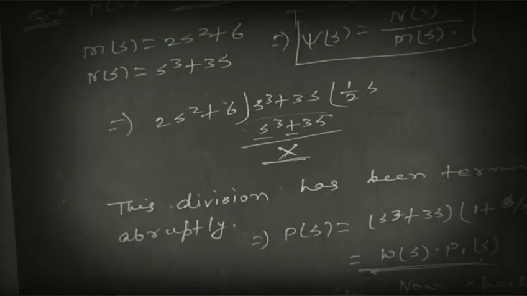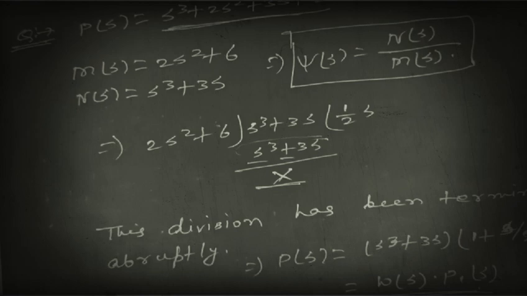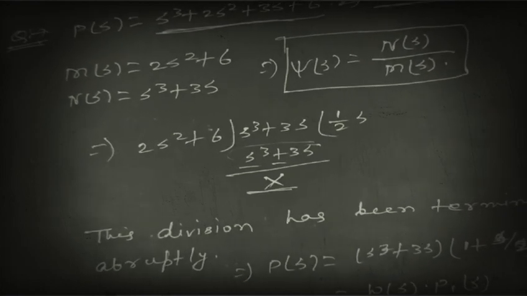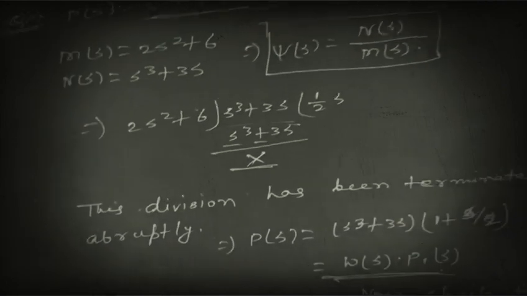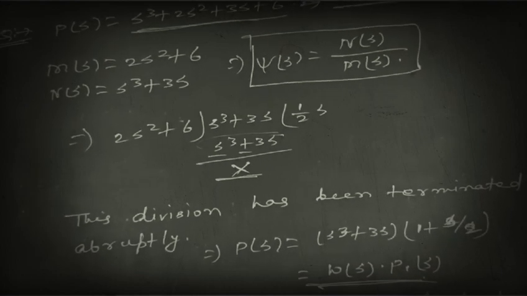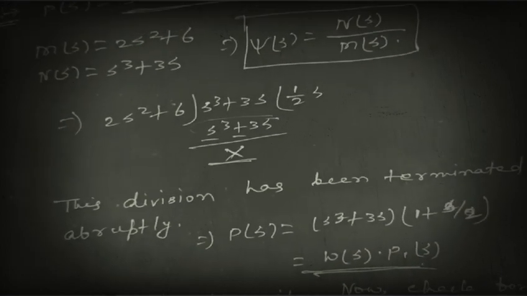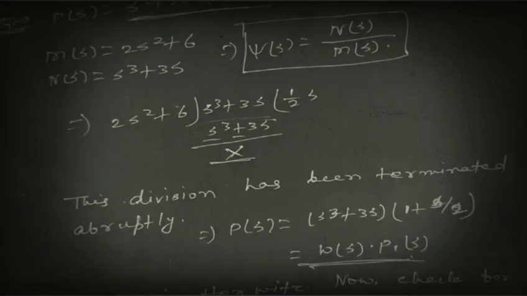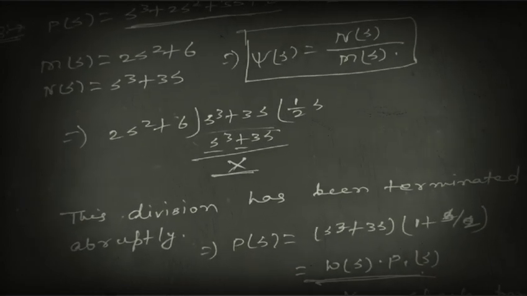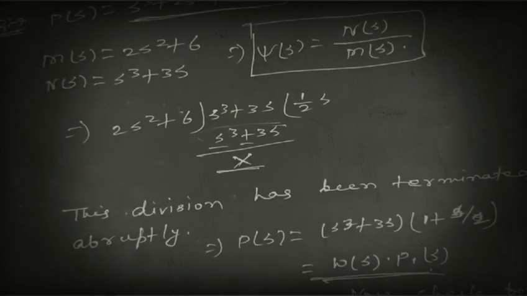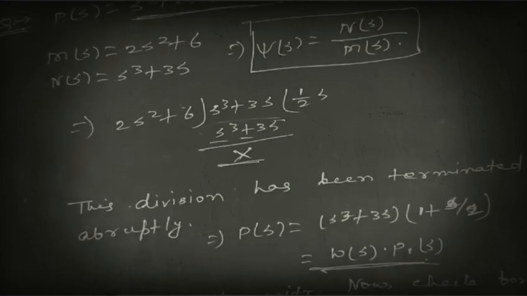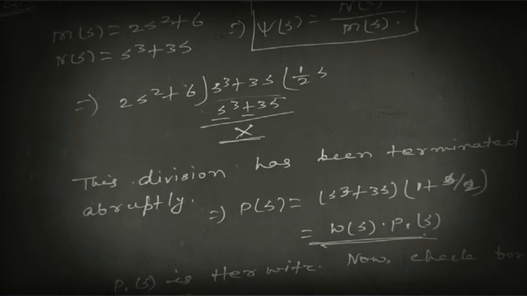It means we can see that 2s square plus 6 is one factor of P(s) and another factor is 1 plus 1 by 2s. So we can write P(s) equal to s cube plus 3s into 1 plus s by 2. Here we can find the solution of 1 plus s by 2, and we see that both the coefficients are positive. It means 1 plus s by 2 is a Hurwitz polynomial.